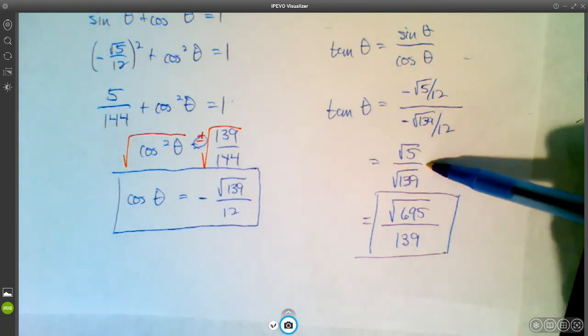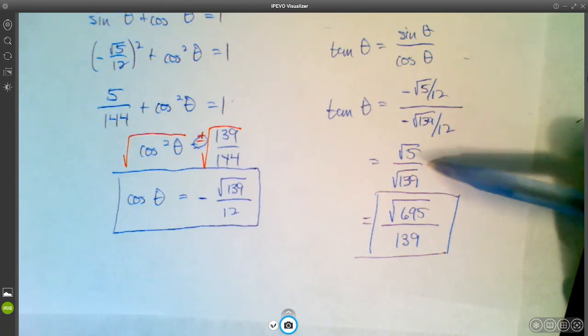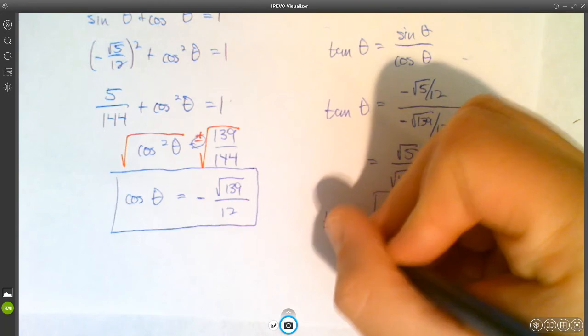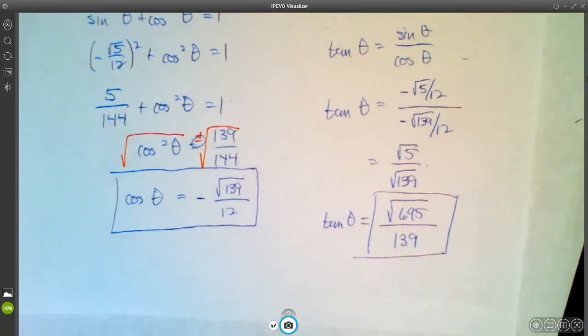This answer would be okay, I think, on a test or a quiz. But this is how the book's going to have it. But anyway, so that's tangent theta. Okay, so that's that.